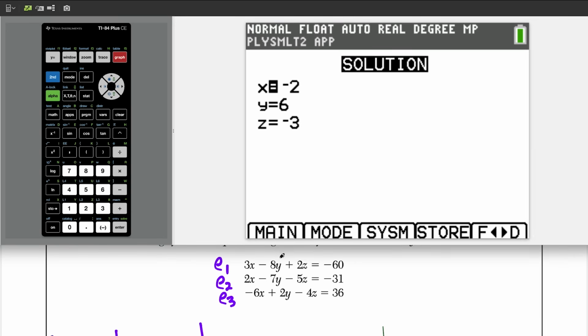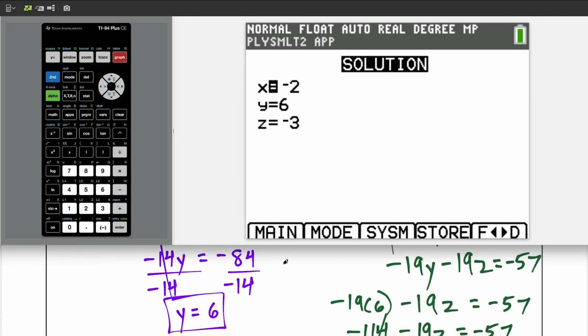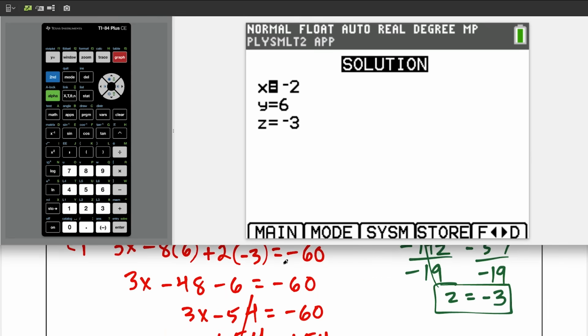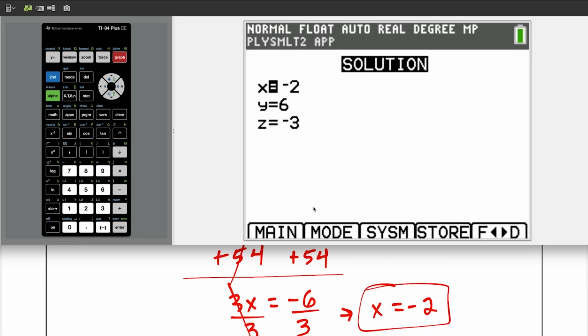And notice I get x is negative 2. I get y is equal to 6. And I get z is equal to negative 3. So I get all the values that I had by doing this algebraically. So this makes me confident for sure in our answer. But just know this may or may not be an option. But the calculator is a pretty magical tool for the test. So if you are allowed to do this, it's at the very least awesome for checking your work.